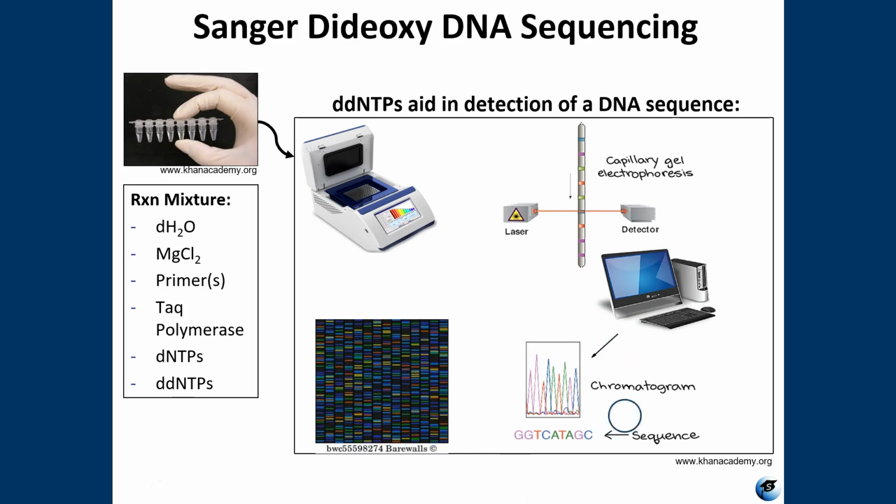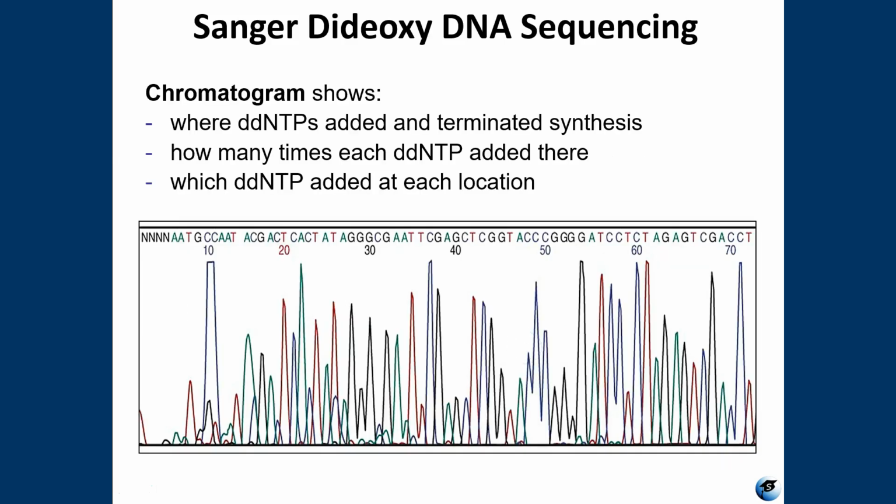You end up with this chromatogram that gives you not only the sequence, but it also can tell you, based on these peaks, how many times that specific ddNTP added to that position. The chromatogram shows where the ddNTPs added, so the actual sequence itself, which one it is, and how many times it added there. So the higher these peaks, the more reliable your sequence is, because that means that this C added to position 71, it's cut off, but probably at least 200 times.